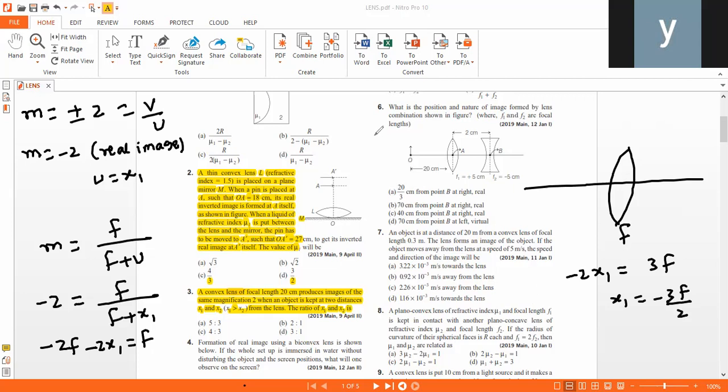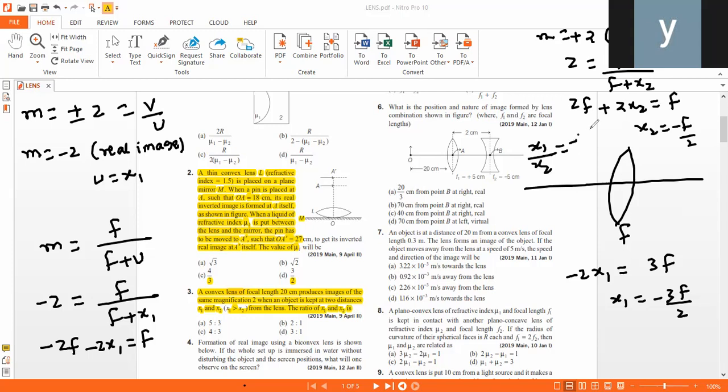Similarly, when magnification equal to plus 2, that is for virtual image, 2 is equal to f by f plus x2. That is nothing but 2f plus 2x2 is equal to f. So x2 is equal to minus f by 2. They asked to find the ratio of x1 and x2. That means x1 by x2 is minus 3f by 2 upon minus f by 2. That is 3:1.